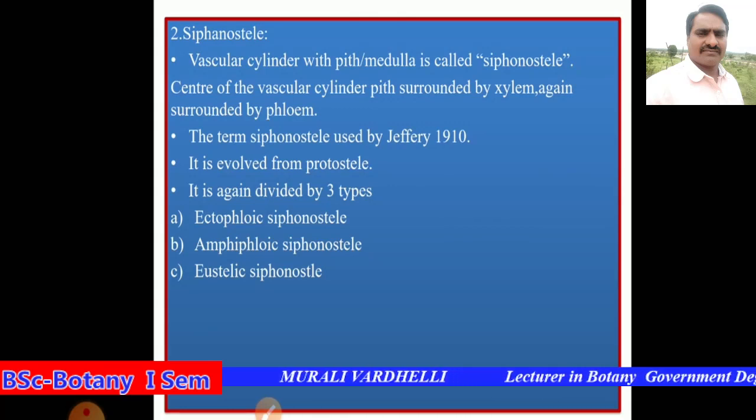This term siphonostele was first used by Jeffrey in 1910. This siphonostele evolved from protostele. When the protostele is very large, some living parenchymatous cells are present in xylem. In this way, the mixed vascular cylinder gradually makes a parenchymatous medulla at the center. So xylem forms like a ring around the medulla.